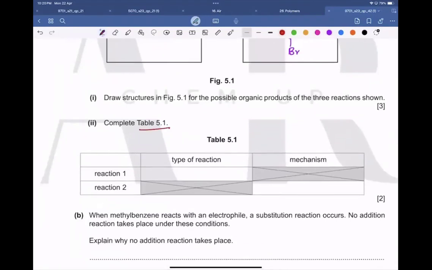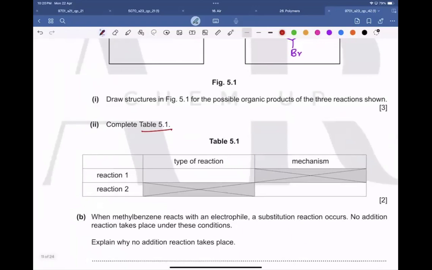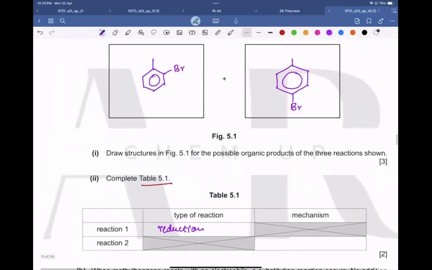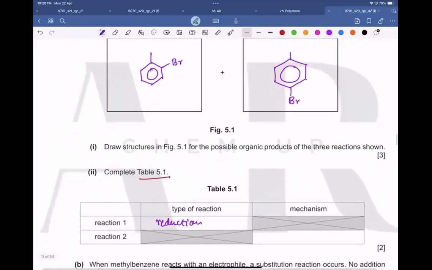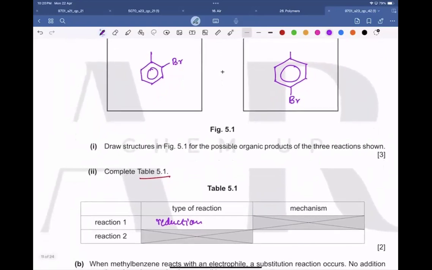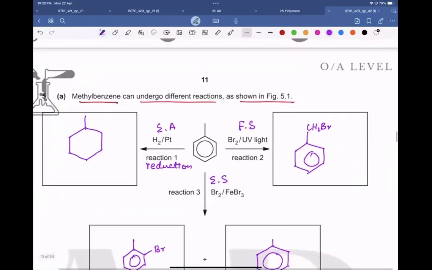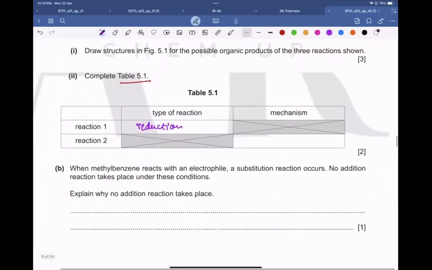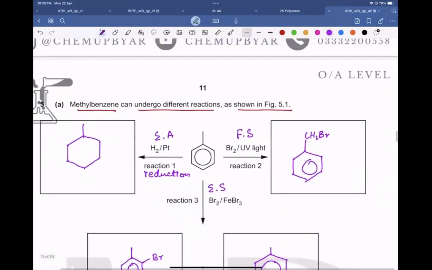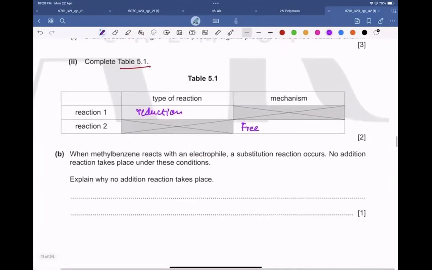Now, complete table 5.1, reaction 1. As we have decided, it's a reduction. For reaction 2, they have asked for the mechanism. Its mechanism is free radical substitution, because on the side chain it's getting substituted. Is this clear to all of you?